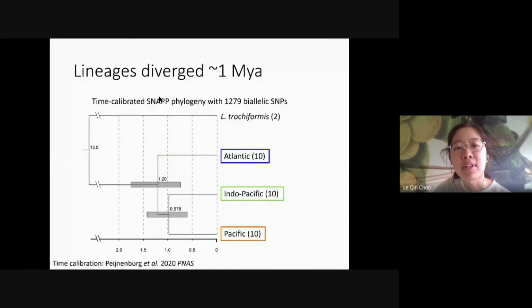We also used a SNP phylogeny with around 1,000 SNPs to get a better idea of their evolutionary history. This tree was calibrated according to the time of divergence from its sister species, Trochiformis, at 13 million years. We included 2 specimens of the outgroup Trochiformis and 10 individuals each from the genetic lineages. And we found that the 3 lineages diverged at around 1 million years ago. From this method, we can also estimate the effective population size, which is the highest in the Pacific at 6 million, followed by the Atlantic at 3 million, and Indo-Pacific at 1.6 million. And these are pretty high numbers.